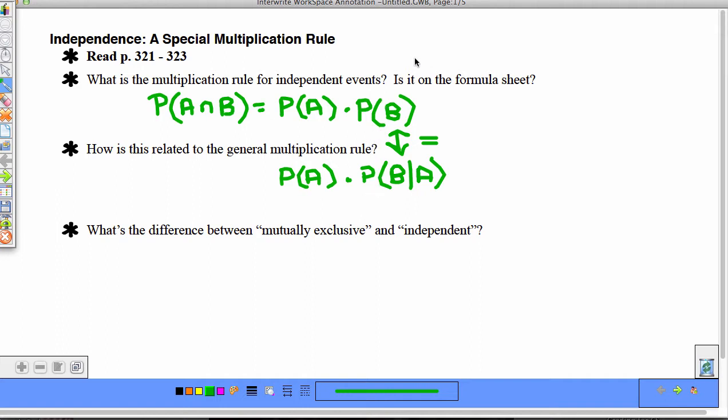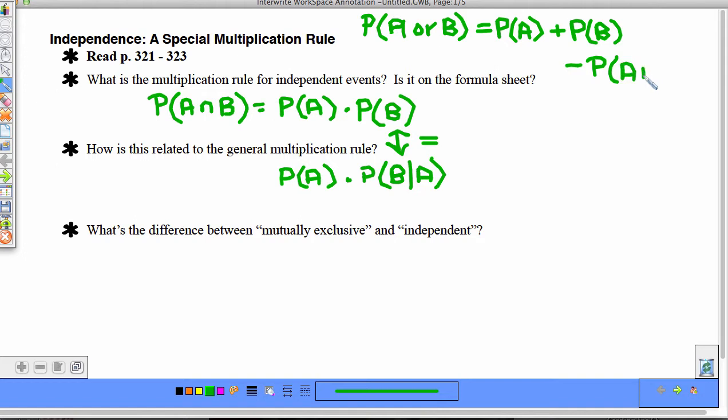This simplifies just like the general addition rule simplifies. The general addition rule is the probability of A or B, which is the probability of A plus the probability of B minus the probability that they both occur. However, if they're mutually exclusive, then this is 0, because they cannot happen at the same time. So that would be 0.